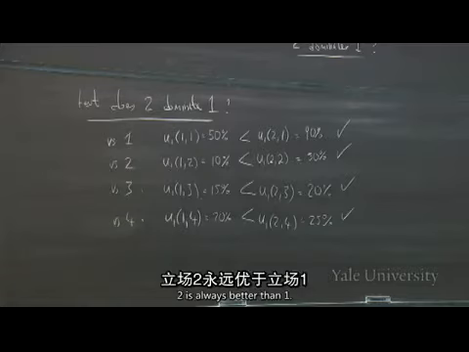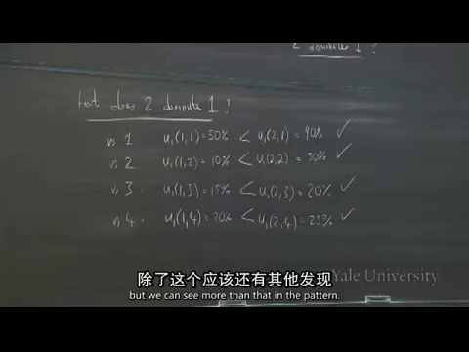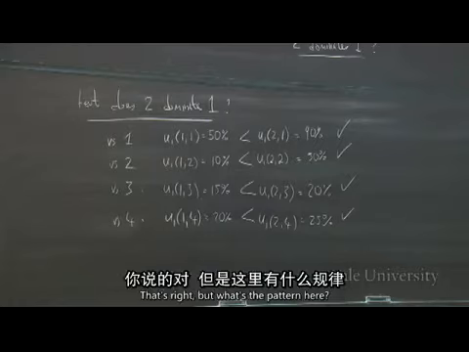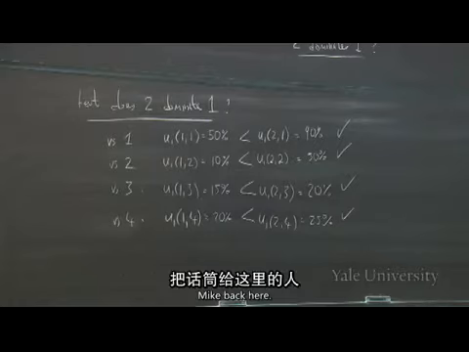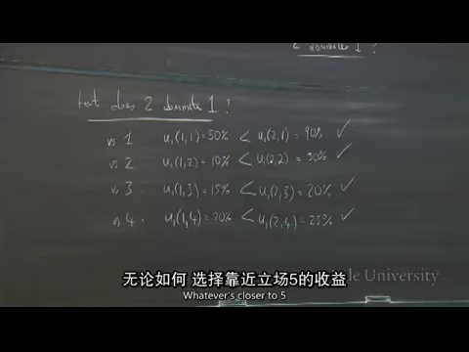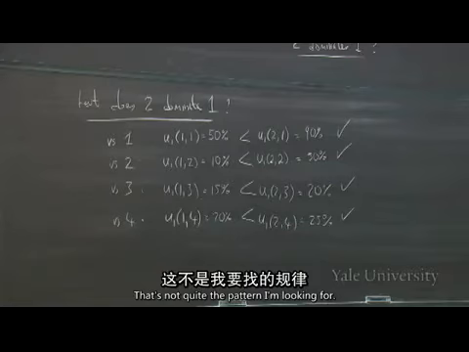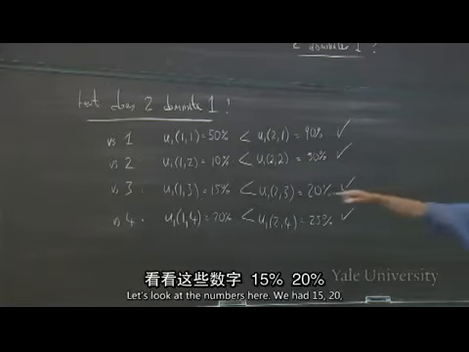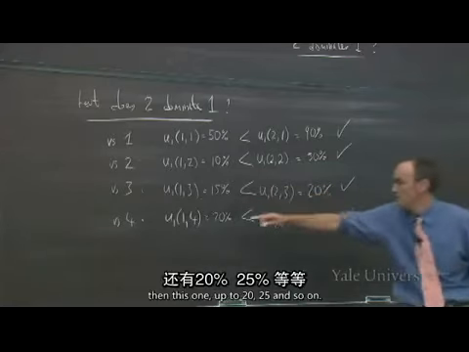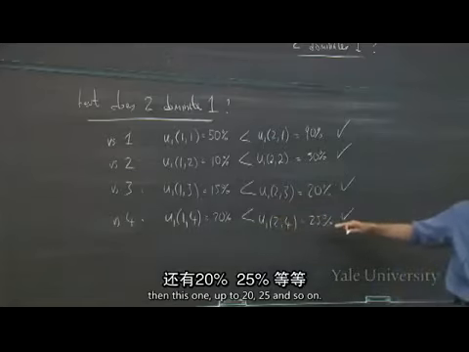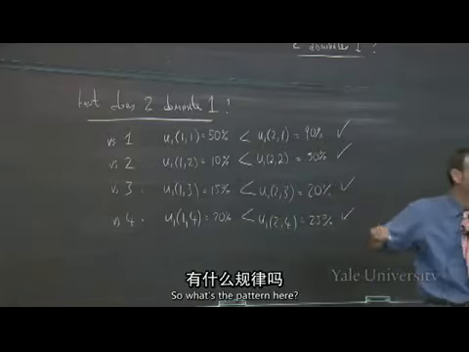2 is always better than 1. 2 is always better than 1, but we can see more than that in the pattern. That's right, but what's the pattern here? Whatever's closer to 5 is better than whatever's farther away from 5. That's not quite the pattern I'm looking for. Let's look at the numbers here. We had 15, 20, then this went up to 20, 25, and so on. All right, so what's the pattern here?